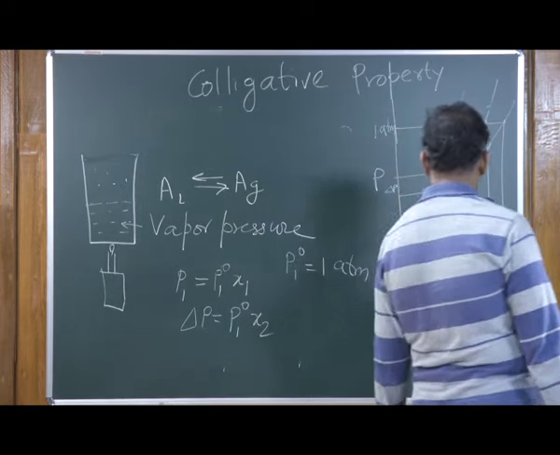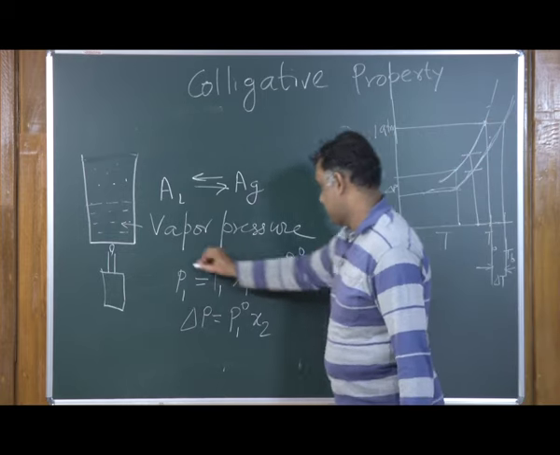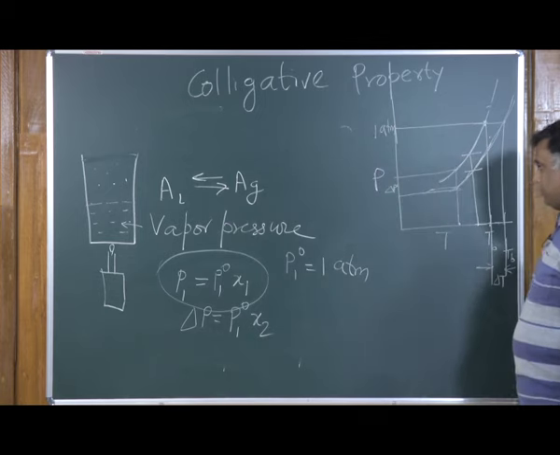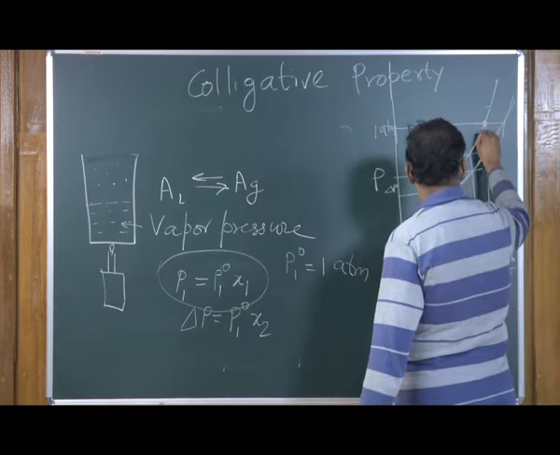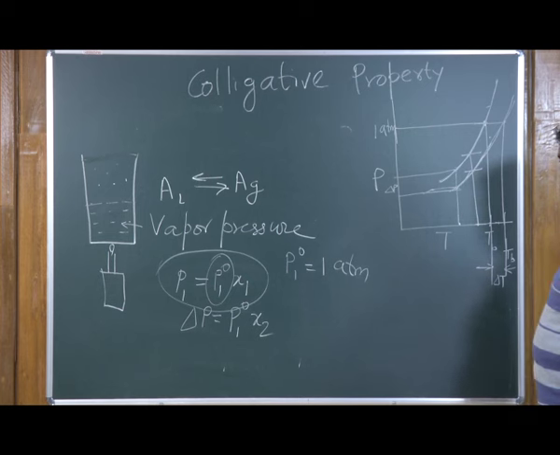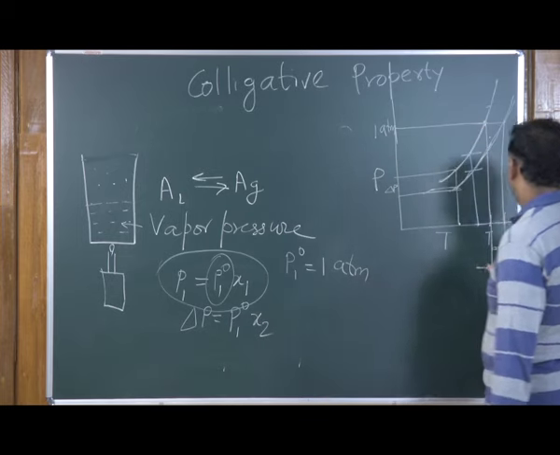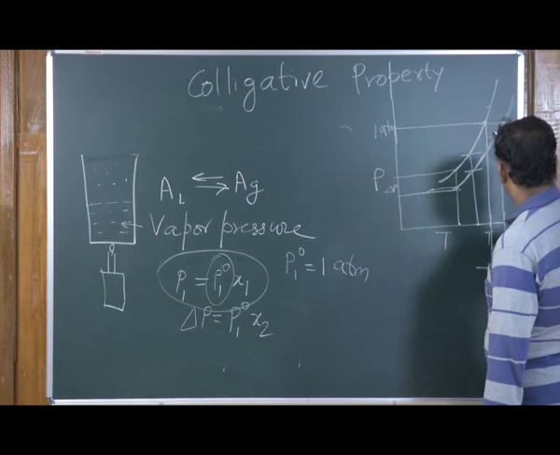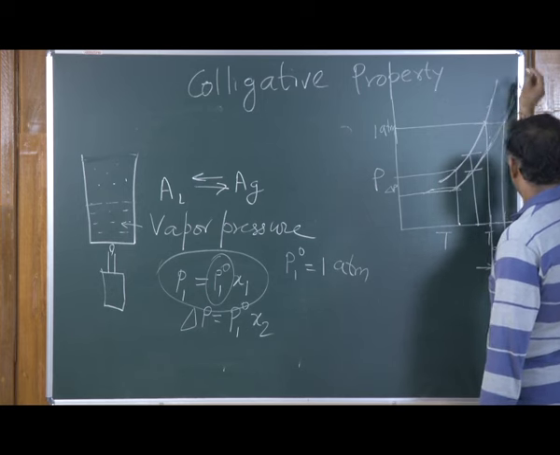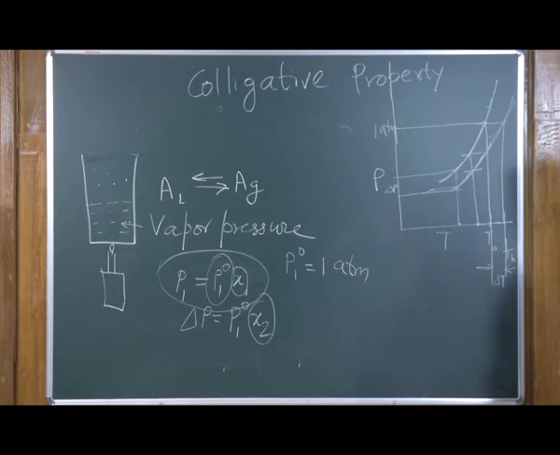Now, a few points to note. This curve I am simply plotting using this information. It depends on P10 and the mole fraction of solvent. So this curve does not depend upon the properties of solute at all, and the change in delta T depends upon the property of this curve, in fact the slope of this curve at this point and this concentration x1, which is related to x2 simply by x2 equal to 1 minus x1.